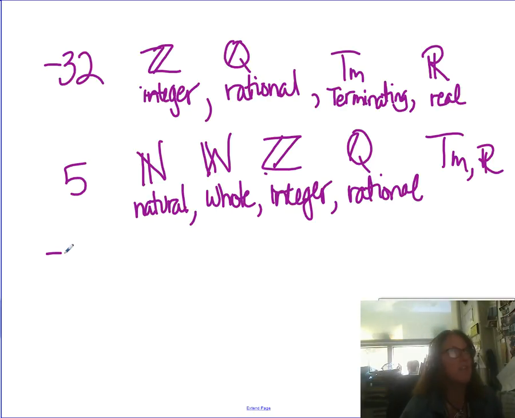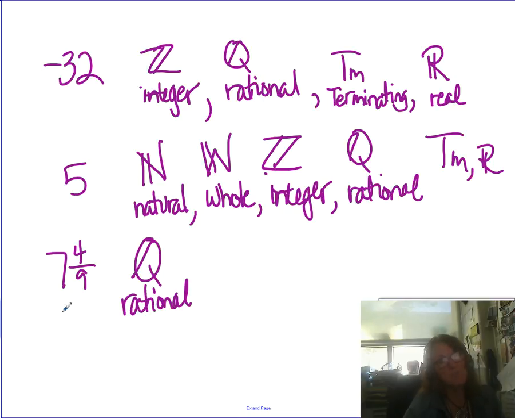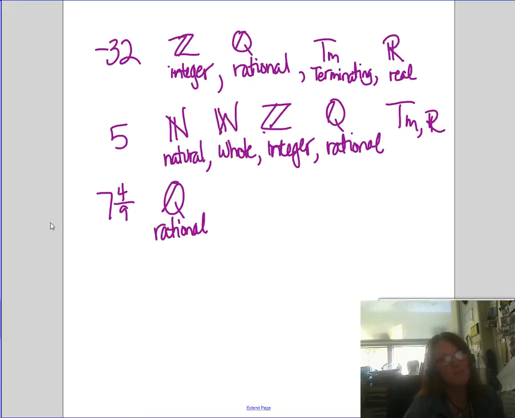How about 7 4/9? That's your next example. Okay, 7 4/9. It is not natural. It's not a counting number because it has the fraction, which means it's not whole, and not an integer. Integers have to have whole parts or no fractional parts. So the very first name we can give this guy is a rational number. Okay. What kind of decimal would this be? Is 4/9 a terminating decimal or a repeating decimal?